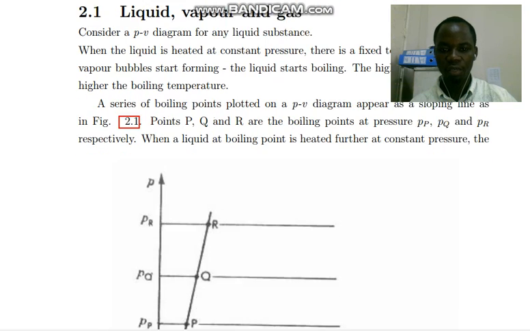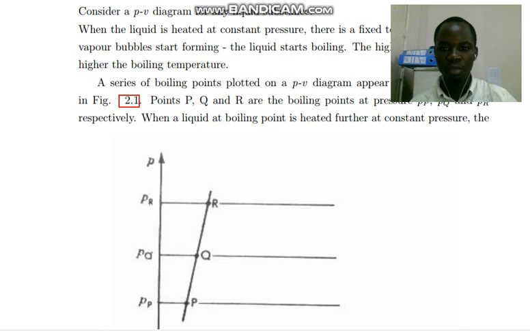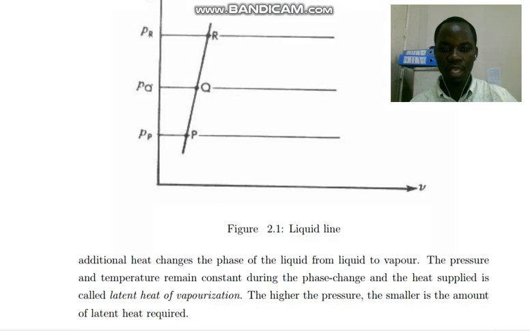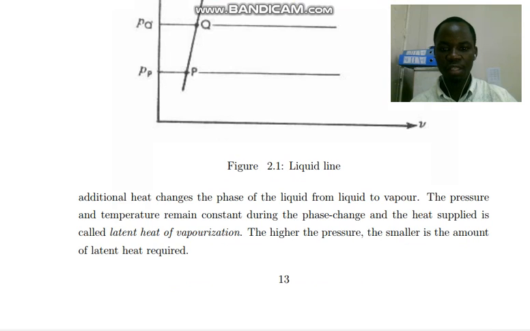When a liquid at boiling point is heated further at a constant pressure, the additional heat changes the phase of the liquid from liquid to vapor. The pressure and temperature remain constant during the phase change, and the heat supplied is called the latent heat of vaporization. The higher the pressure, the smaller is the amount of latent heat required.